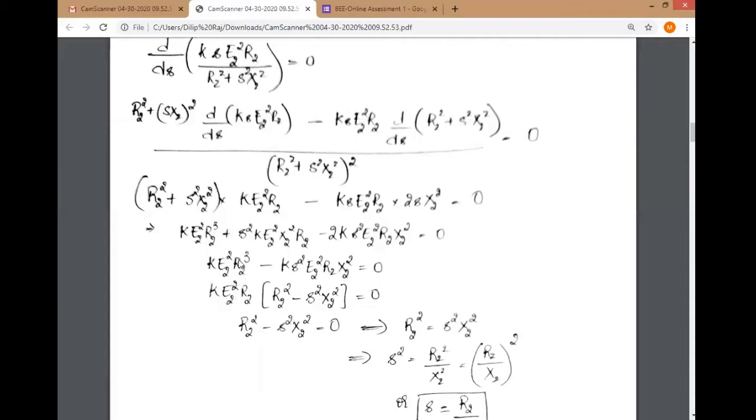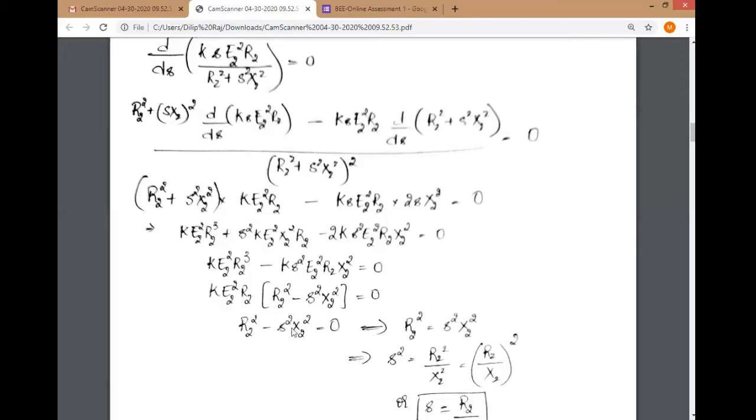So taking that out in this term, what is left behind is R2 square minus S square into X2 square equal to 0. Now pushing this to the other side, it goes to the denominator. So 0 divided by anything will be 0. So we have R2 square minus S square into X2 square equal to 0.